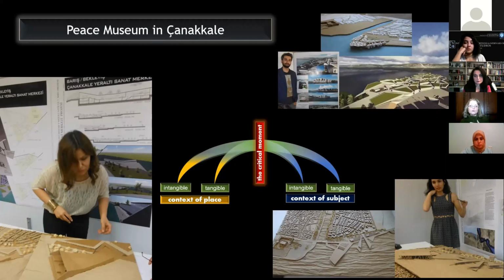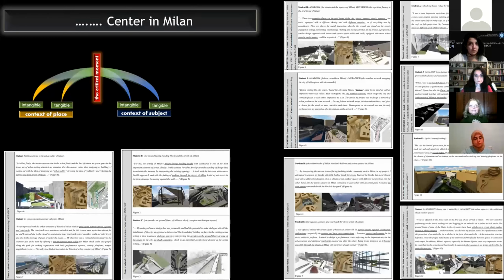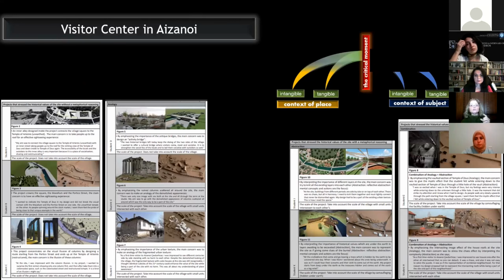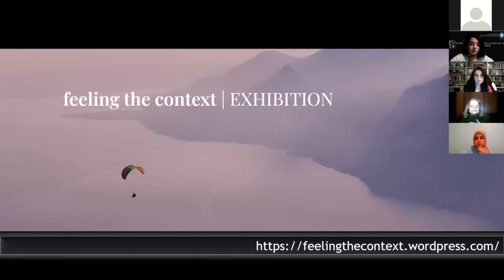In some semesters, a place and subject with rich tangible and intangible, concrete and abstract, subjective values might be selected. For instance, in Çanakkale, a city that has impressed everyone with its rich historical past, students designed the Peace Museum in line with the request of the mayor. In Milan, each student was free to design the center they felt, a fashion center, a center for street performance, etc. Some semesters, however, only the tangible and intangible values of the place were in the foreground. We designed a simple visitor center in the Ayazınan ancient city in Turkey. Please visit our exhibition to see the examples in detail.